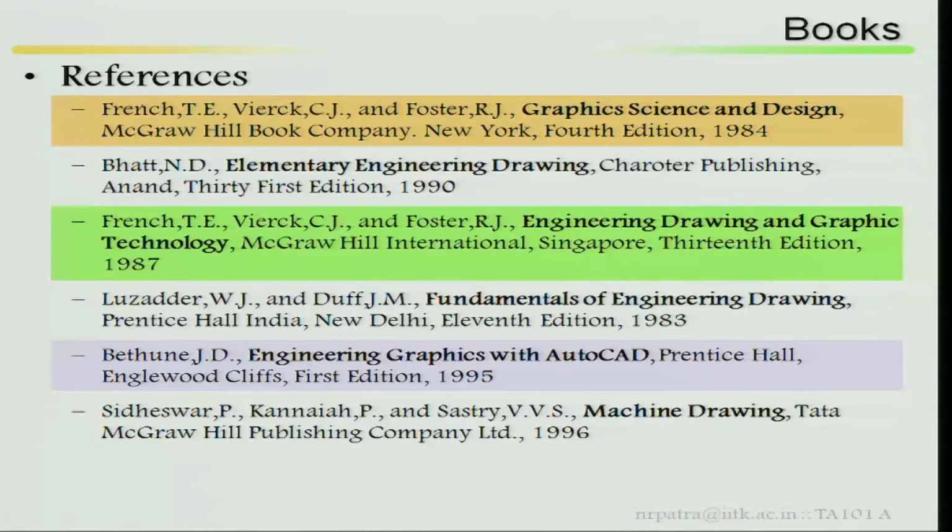Books: reference books include French, Graphic Science and Design, 1984, then the Vought books; ND Vought in India is also there, you can collect it. French and Foster 13th edition, new edition 1987, is also available. These are the book references you can follow. Primarily I am teaching from French and Foster, revised 13th edition, 1987. Other books can be used as reference books, you can follow them up.